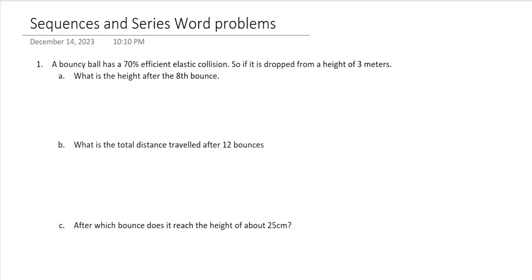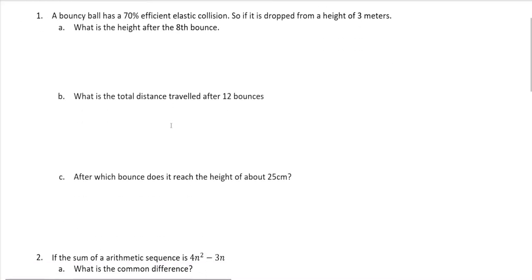Hope it helps. So we've got a bouncy ball that has a 70% efficient elastic collision. If it is dropped from a height of 3 meters, what is the height after the 8th bounce? Basically it returns to 70% of its original height every single time. So what is the height after the 8th bounce?